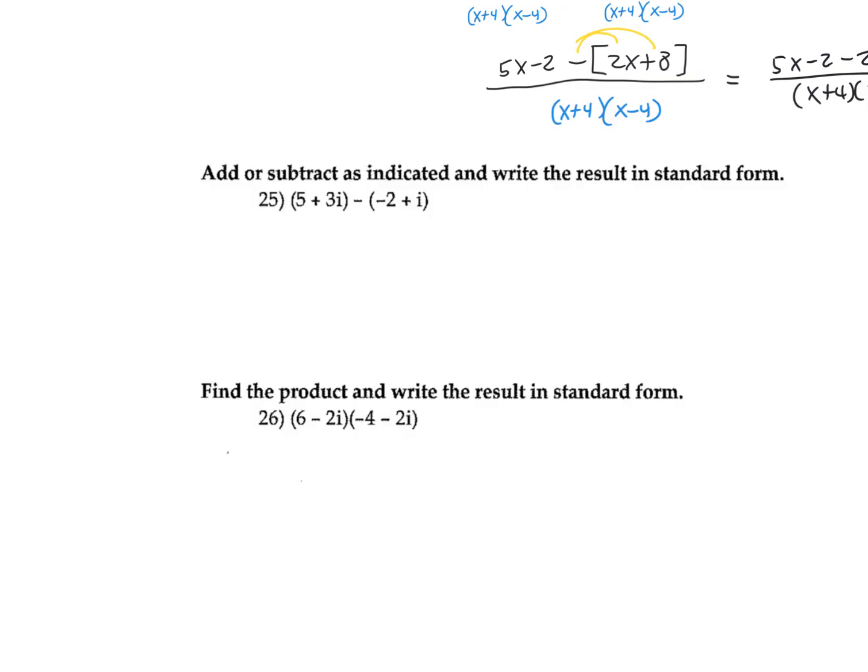The thing to keep an eye on, however, is if you ever end up with an i squared, then you just turn that into a negative one. But you might have to mess with these first a little bit before you end up with an i squared. I would save that move, converting any i squareds to a negative one, towards the end.